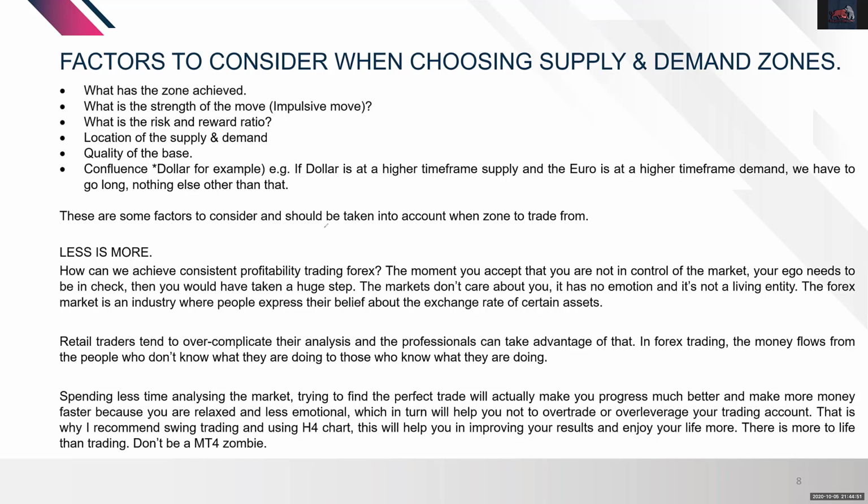It basically means you are going to make more trades from the other asset. We're going to talk more about confluence in the next 2 or 3 classes from now, because there's a whole lot of notes and things that you have to know in terms of confluence. So these are some of the factors to consider and should be taken into account when deciding which zone to trade from. And finally, less is more.